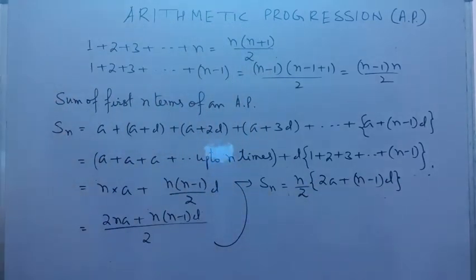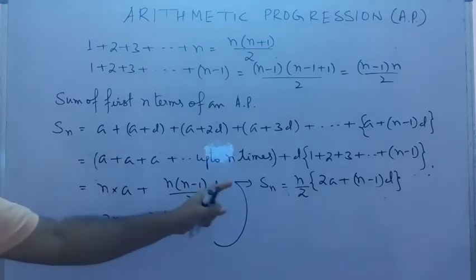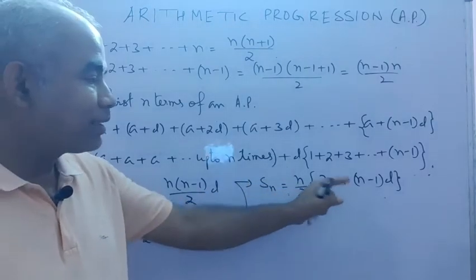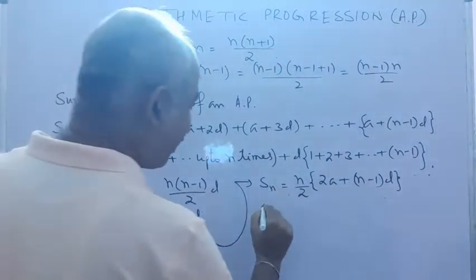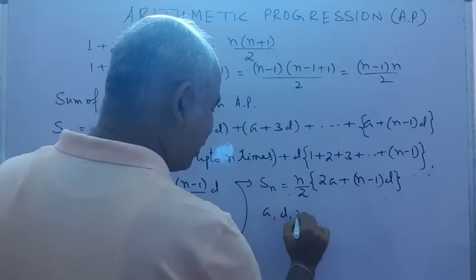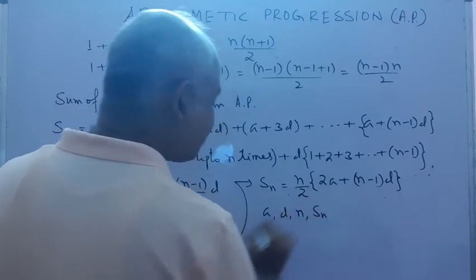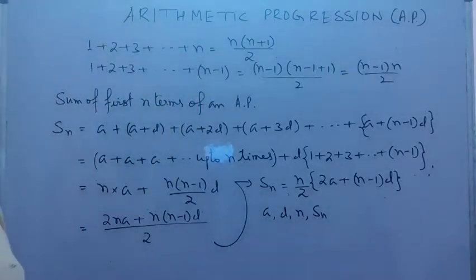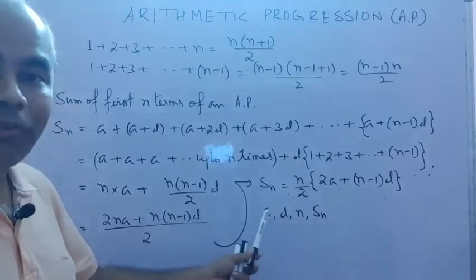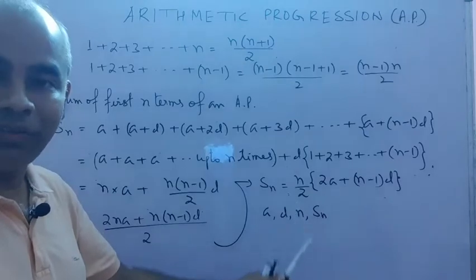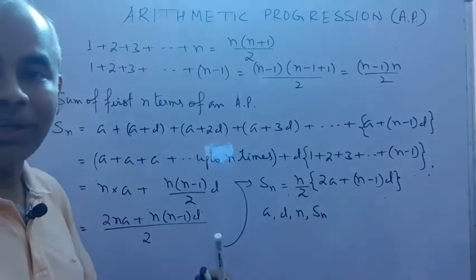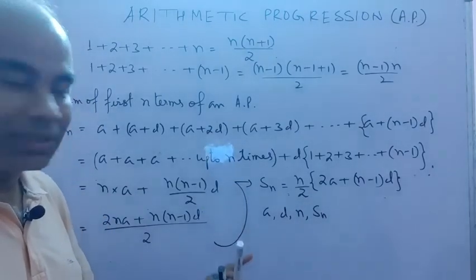So this is the formula for the sum of n terms of an AP: Sn equal to n by 2 into twice a plus n minus 1 into d. In this formula we have a, d, n and Sn. You will have questions where out of these 4 quantities, 3 are given and you have to find the 4th one. That type of question you get.